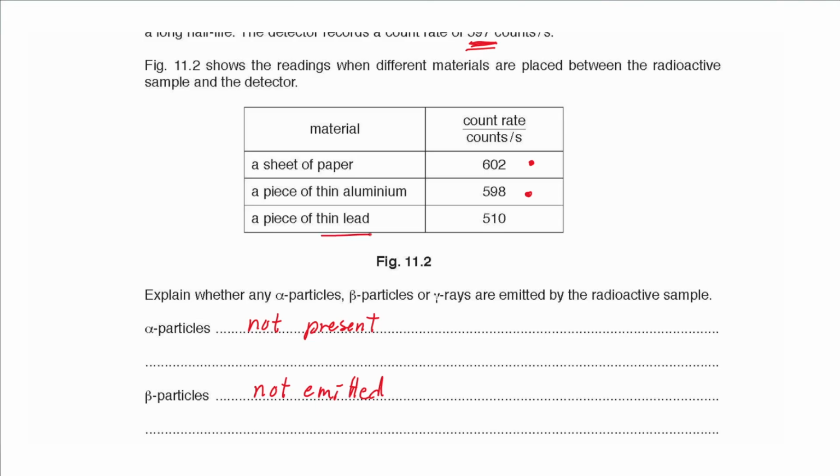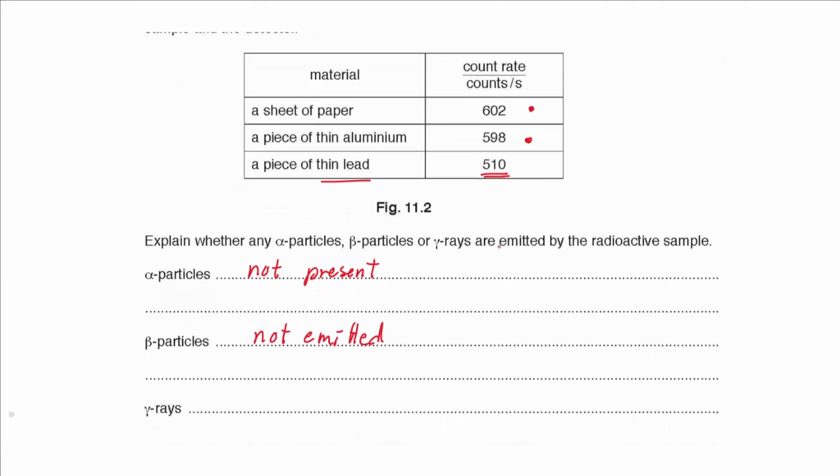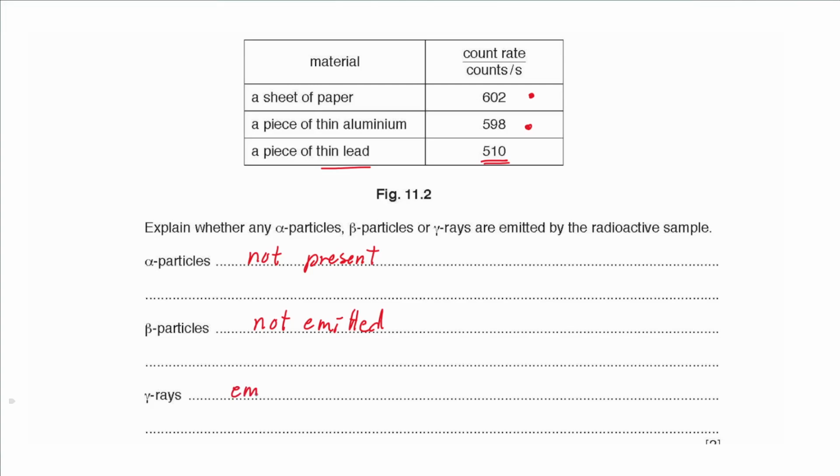When adding lead, the reading decreased from 597 to 510, so that was some effect, which means some of the gamma radiation was absorbed by the lead, so gamma rays were emitted or were present in the type of radiation going to the detector.